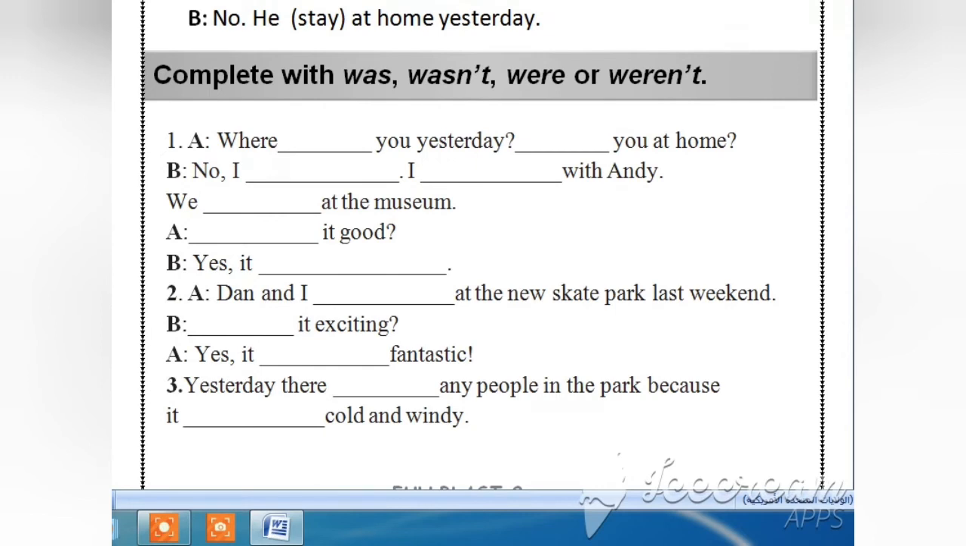Where were you yesterday? Were you at home? No, I wasn't. I was with Auntie. We were at the museum.